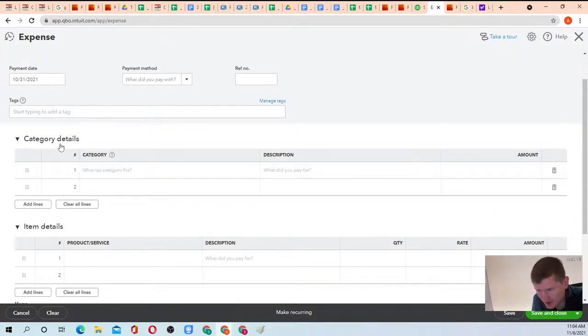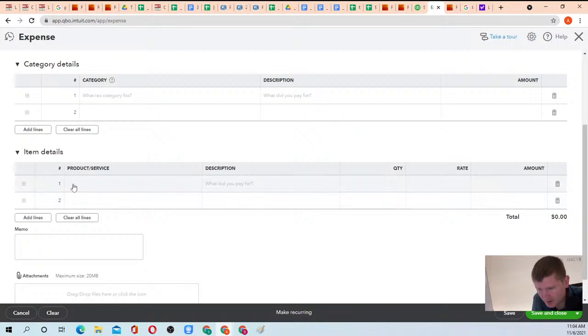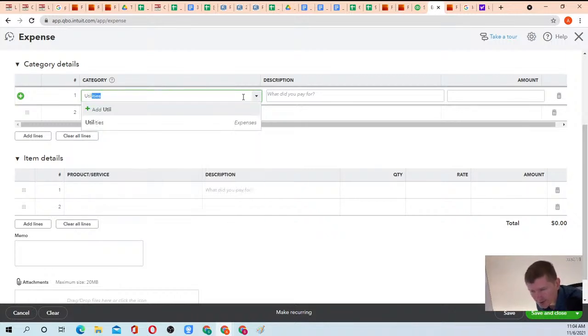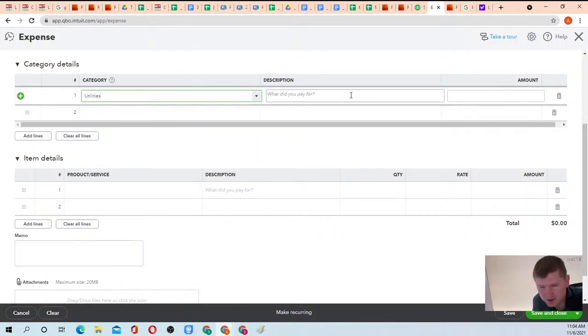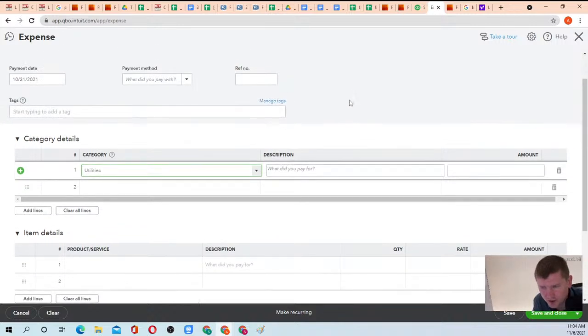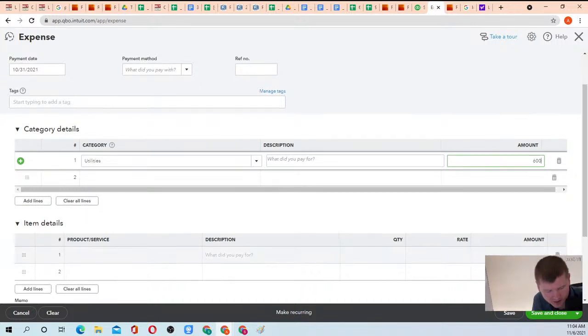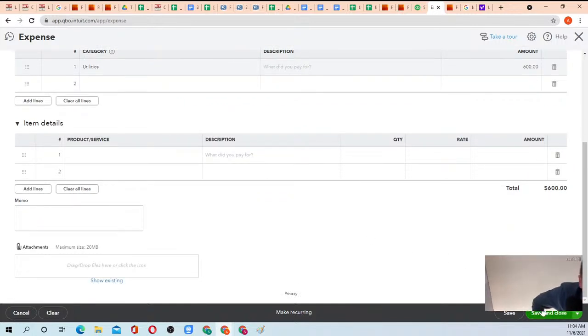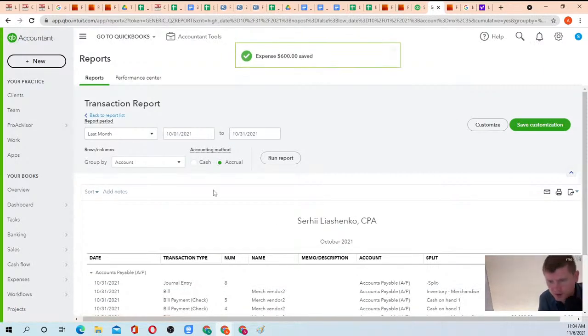You can do that, if that's some service which you routinely buy, you can enter it here, or you can enter it here. Let's see if you have utilities. Yeah, we have utilities here. Let's assume we bought utilities and we pay 500. 600. Okay, let it be 600. And that's basically it, we save and close.